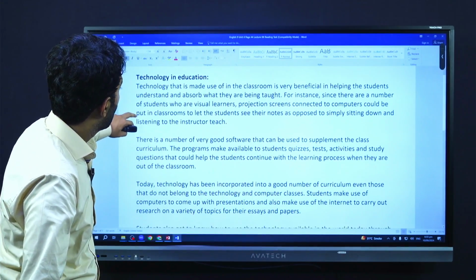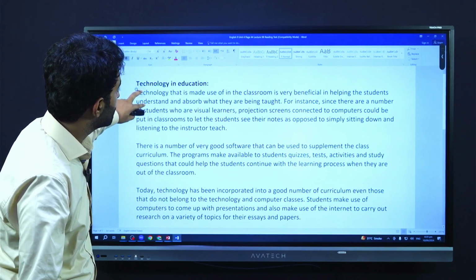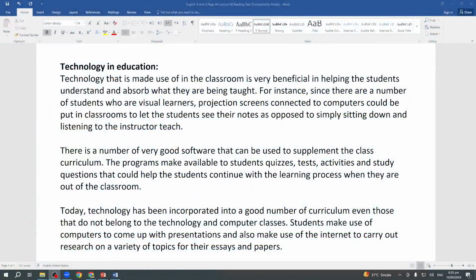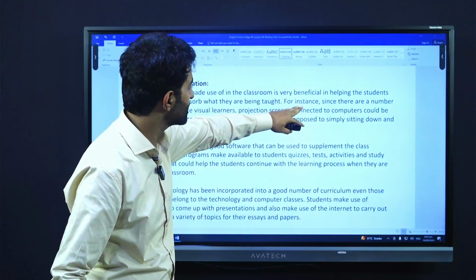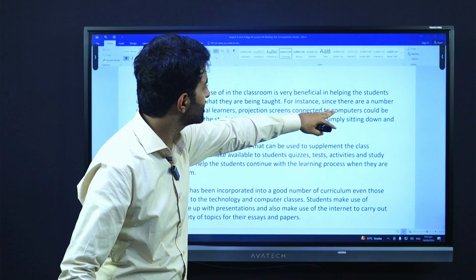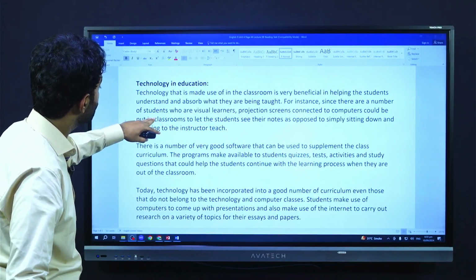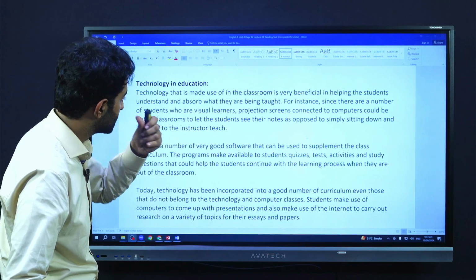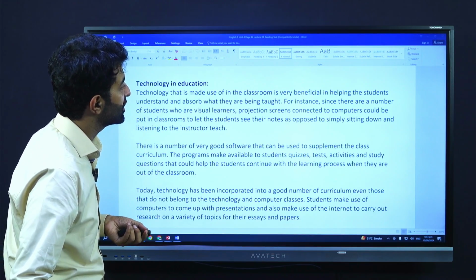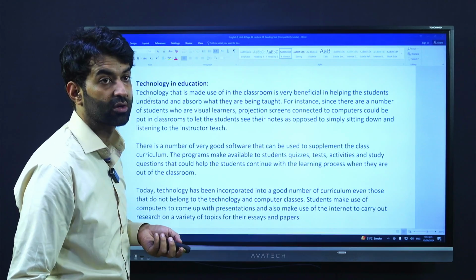Next, अब ये आपका opening statement, आपका topic sentence. Now you have your supporting details. For instance, example is given. Since there are a number of students who are visual learners, projection screens connected to computers could be put in classrooms to let the students see their notes as opposed to simply sitting down and listening to the instructor teach.